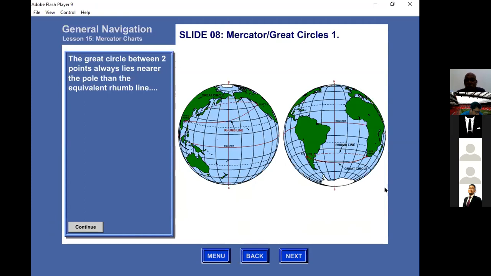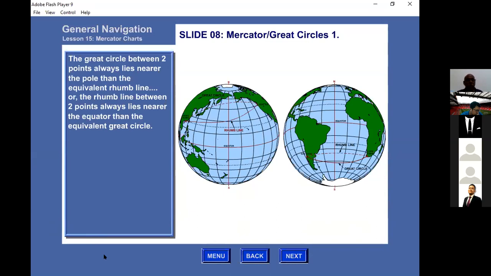This is the north pole and this is the South Pole. Here is a rhumb line. Again, it's closer to the equator. The great circle is closer to the pole. It curves towards the pole. All right? Okay. So, a rhumb line always lies nearer the equator than the equivalent great circle track, which we just now discussed. Right? So, the rhumb line will be closer to the equator and the great circle track will be closer to the pole.